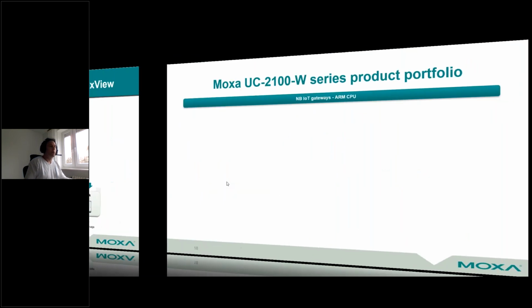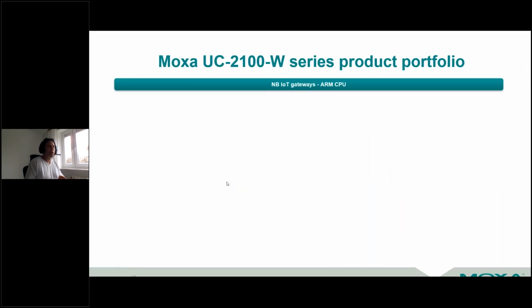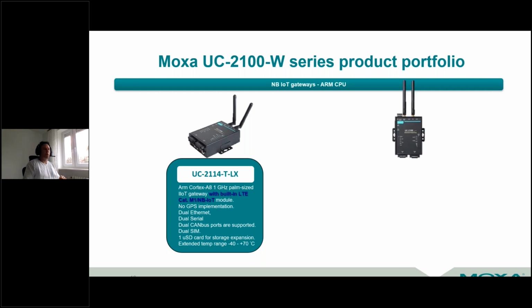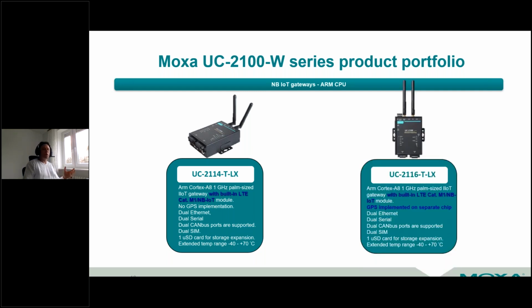Our next representative of the embedded computing product portfolio is the UC-2100-W series, which comes in two versions, UC-2114 and UC-2116. Now, what is the difference between the UC-2100 that I showed you before and these computers? This computer already has an integrated LTE module. Actually, the cellular module here is designed for category M1 or narrowband IoT. These computers are narrowband IoT gateways, ideal for applications where the computers don't need to consume too much cellular traffic, to save bandwidth if there is not much data to be sent.